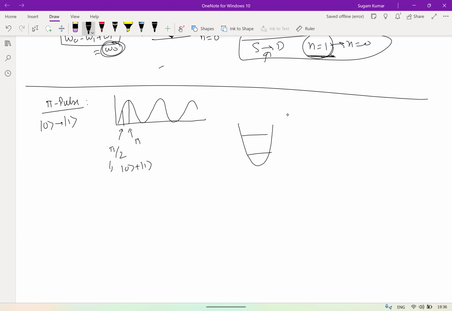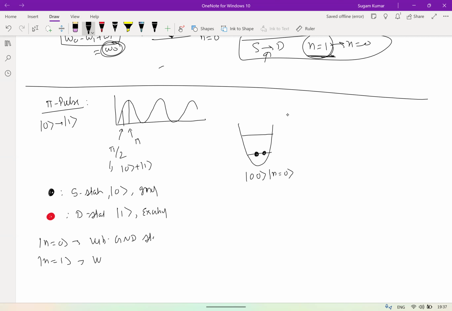So let me draw one more diagram. Let's again think about this quantum harmonic oscillator, and both the ions are in the electronic ground state and the vibrational ground state. Here I'm going to use a symbol: when I say black, black means ground state, means S state, means 0 state. And let us say I use red. Red means a D state, means state 1 or excited state. And of course, n equal to 0 is the vibrational ground state, and n equal to 1 is the vibrational excited state.